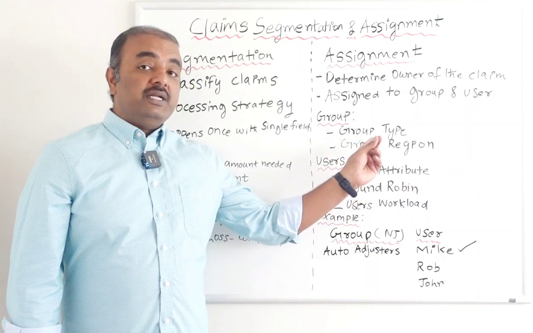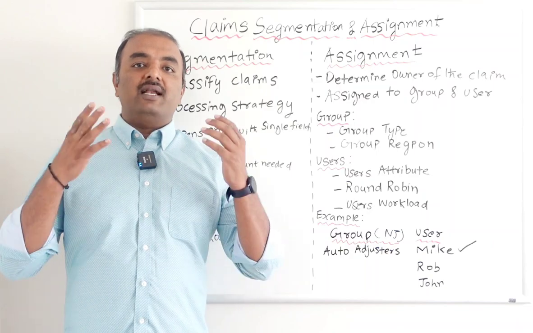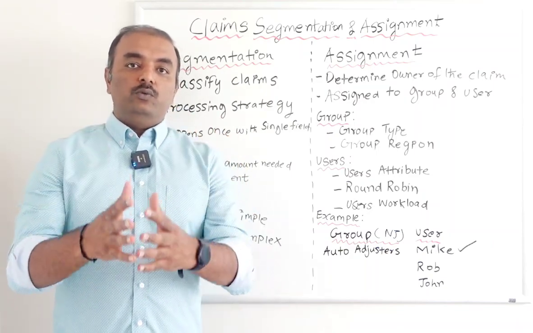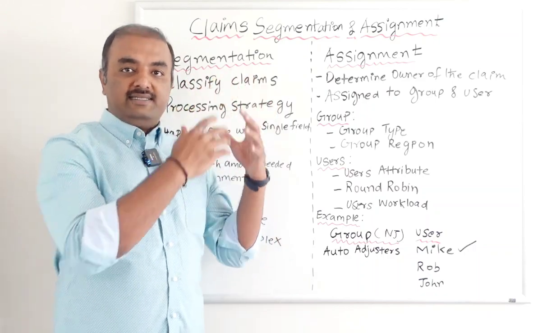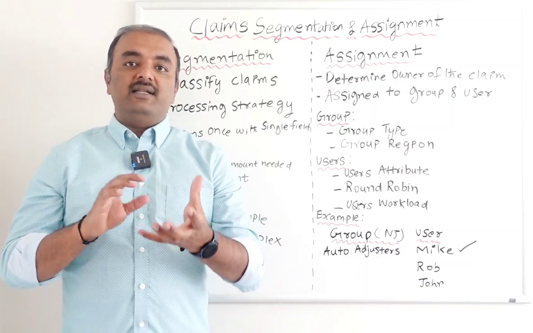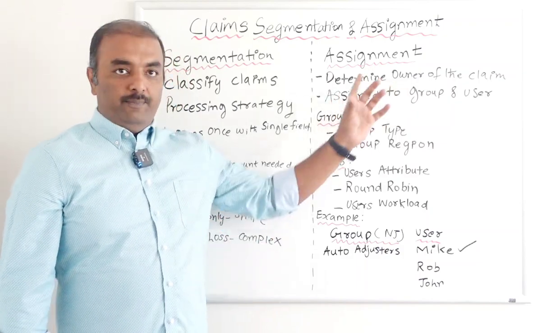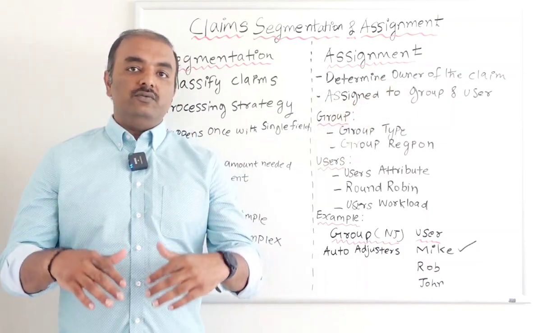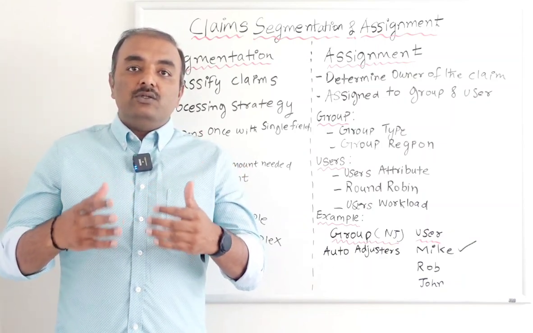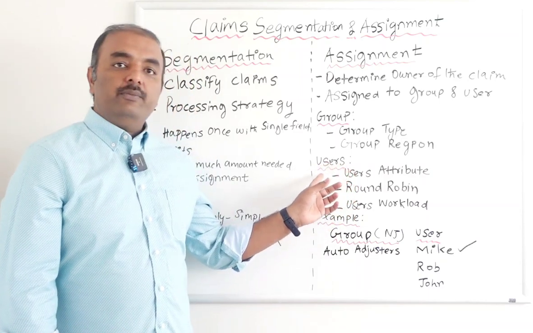Second thing is group region. Say you have a claim in New Jersey, you do not want your claim to be assigned to a group that is in Texas, right? So you also use the region. It's a combination of group type and region that you use to assign your claim. Now as I told you, within a group you can have 5 to 6 users. So how do you assign to the user? These are the attributes you use.